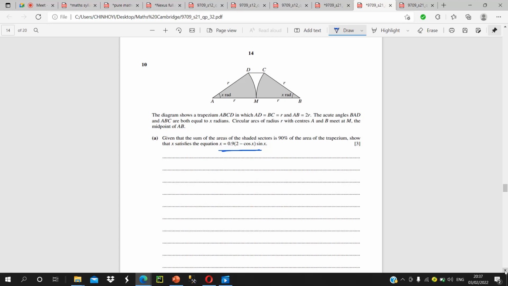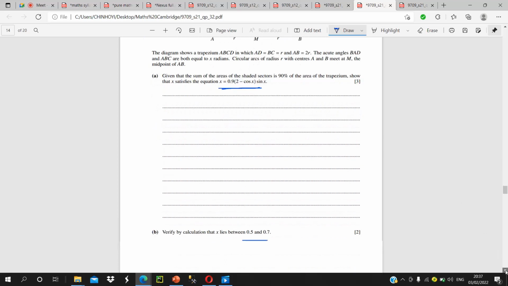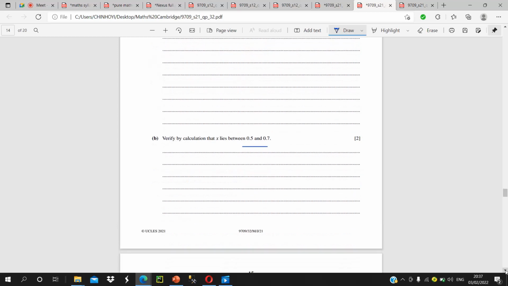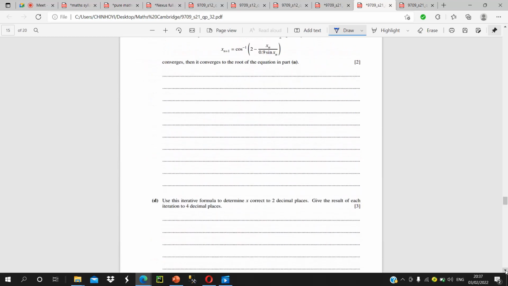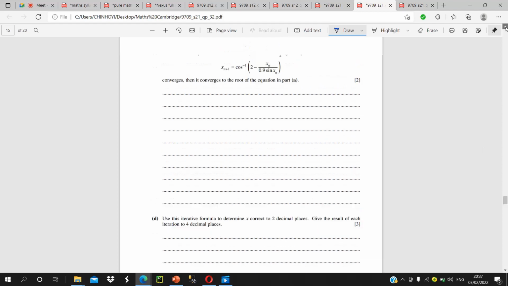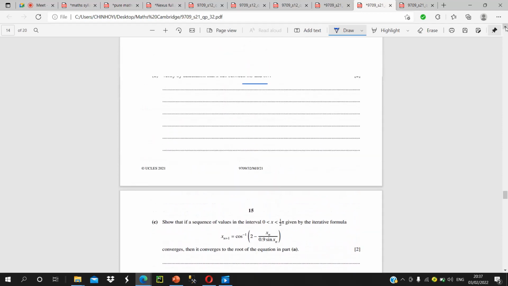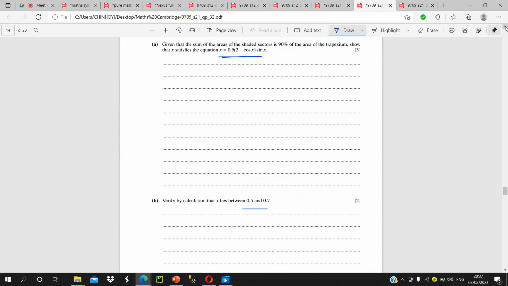But under exam questions, suppose you have failed to prove or show this equation, it doesn't mean you cannot do parts B, C and D, because they are purely numerical methods.